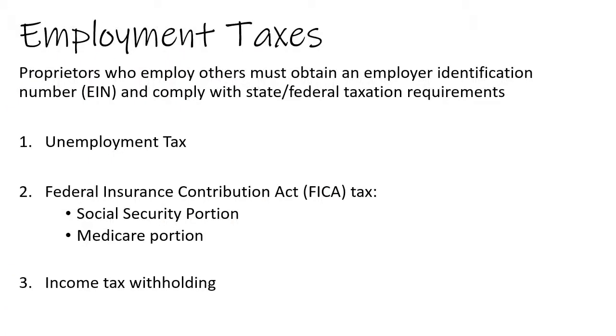Now let's talk briefly about payroll and employment taxes, a tax that an entrepreneur would have to pay on behalf of his or her employees. Any proprietor who employs others must obtain an employer identification number and comply with state and federal taxation requirements. For an employer, this broadly includes unemployment tax, which is a portion of employee wages, the FICA tax, known more informally as Social Security and Medicare, as well as withholding income taxes from employee salaries. Each of these are remitted to the IRS.